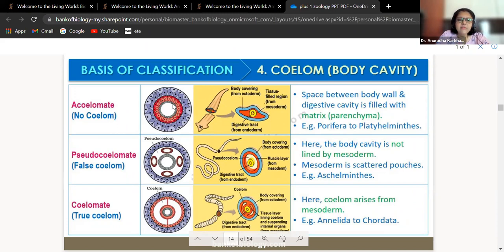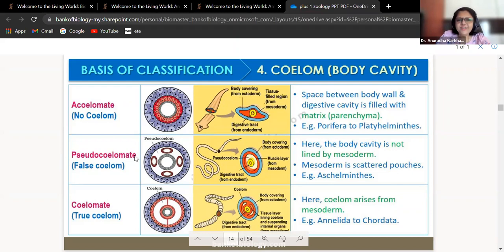Okay, so ye jo cavity hai, wo cavity hai hi nahi. There is no cavity anywhere. Can you see any cavity here? No. Right? So these are going to be called as what? Acoelomates. So here you can see digestive tract from the endoderm, tissue filled with this entire region to form the mesoderm and body covering to form the ectoderm. ये प्लैटीहेल्मिन्थीज़ का डायग्राम लिया है. प्लैटीहेल्मिन्थीज़ को बीच में से कट करके दिखाया है. So they do not have any cavity, they do not have any coelom, so they will be considered as acoelomates.